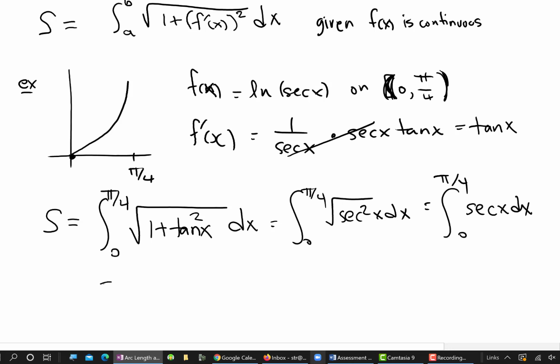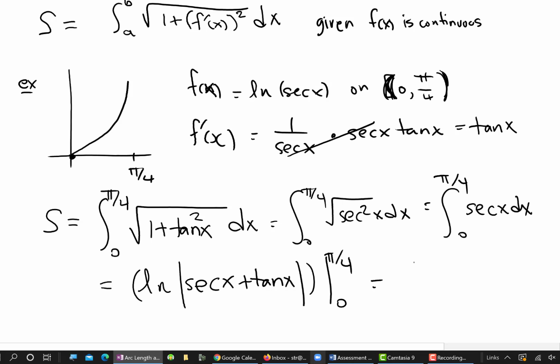And this integral has the form ln absolute value secant x plus tan x, all of that evaluated between 0 and pi over 4, which leads to a value of ln root 2 plus 1 when you do the substitutions. And we have the exact length of the curve shown in this picture, or the curve of this function between 0 and pi over 4.